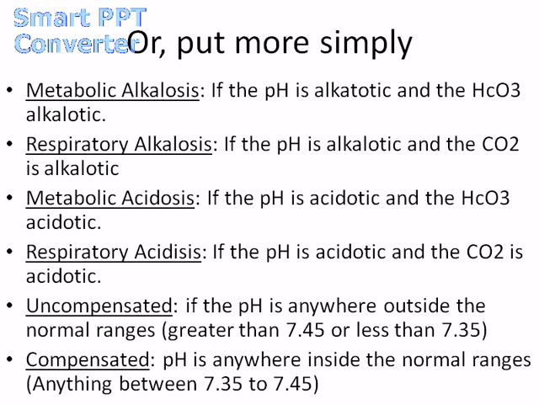So then, is the cause compensated or uncompensated? Uncompensated is if the pH is anywhere outside of the normal ranges, so if it's greater than 7.45 or less than 7.35. And it's compensated if the pH is anywhere inside the normal ranges, so if it's inside the 7.35 to 7.45 range, it is compensated. And it will tend to be on either side of the 7.4 if we're using that as our middle point.